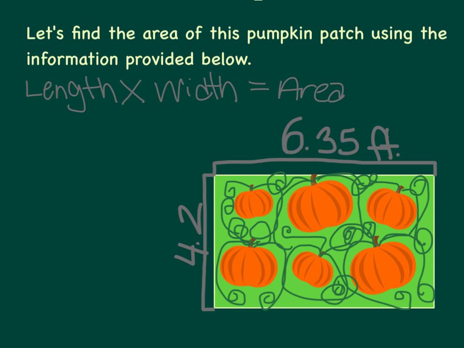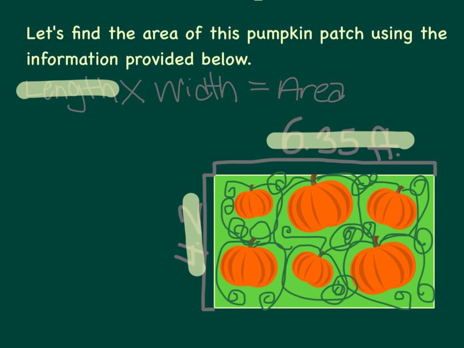Okay, for this first problem, we are going to find the area of this pumpkin patch using the information that I have provided. So here we see our 6.35 feet, and that is our length. And then we're going to multiply it by our 4.2 feet, and that is our width. And with that, we'll find our area. I'm just going to label this width because it seems that I forgot to. For this multiplication problem, I'm going to set it up vertically so that I don't have all my numbers mixed up.